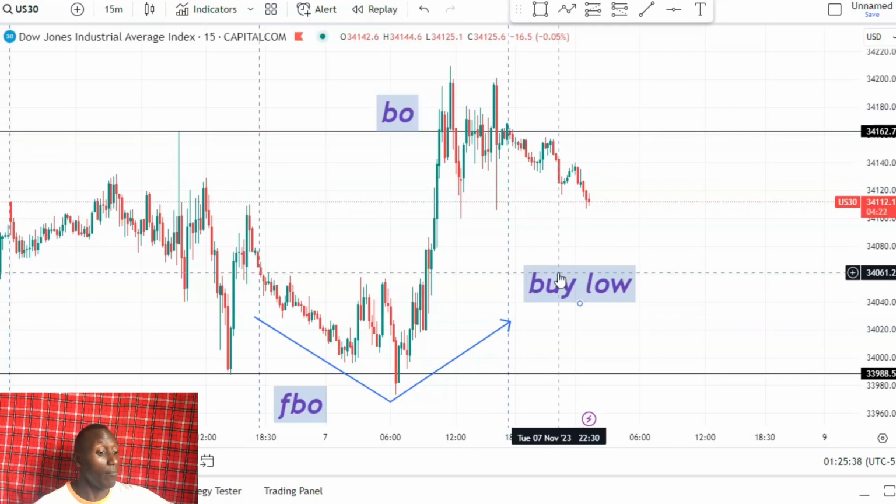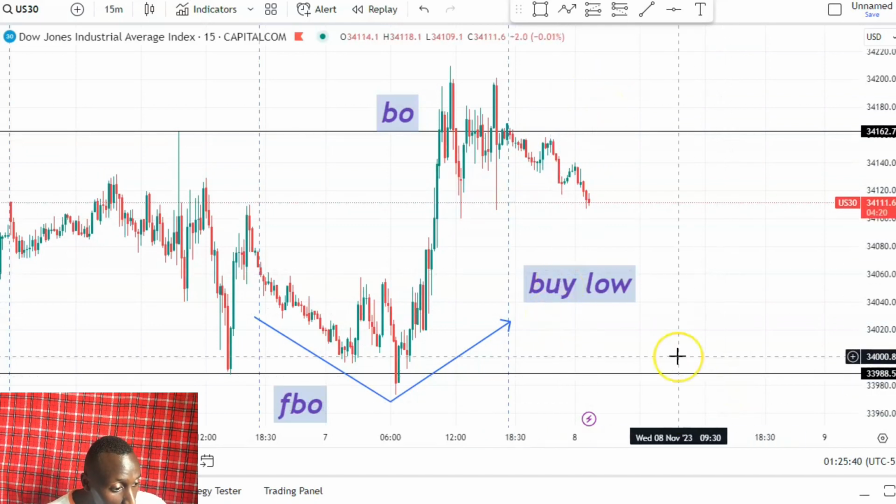I don't know. The market might continue lower up to this point. I don't know what the market will do, but my edge is if price gives me a buy low setup, then I'm getting into it because I already have a thesis on Wednesday on US30.